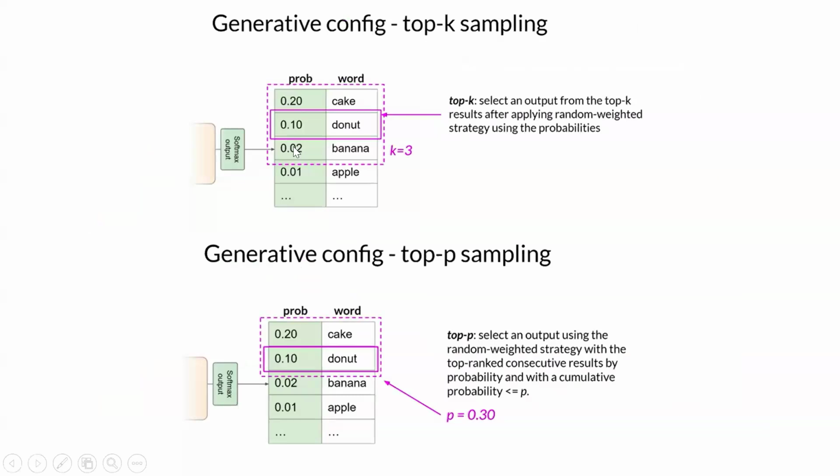For example, there is another setting which is called top K. In top K, what will happen if you say K is equal to 3? Just give me a second. Let me close the door.